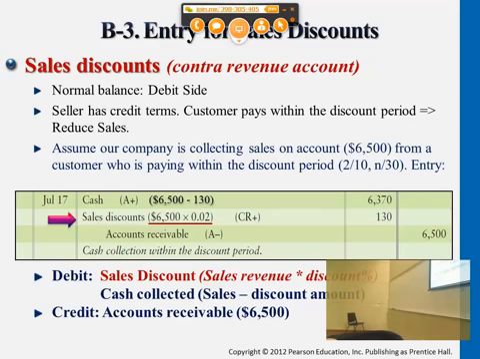So the cash you're getting will not be $6,500, but it will be reduced to $6,370. So it depends on credit terms. If it's 3/10, net 30 and you're getting 3% off, your company will be getting 97% of the original amount. But in this case, they're getting 98% of the $6,500.